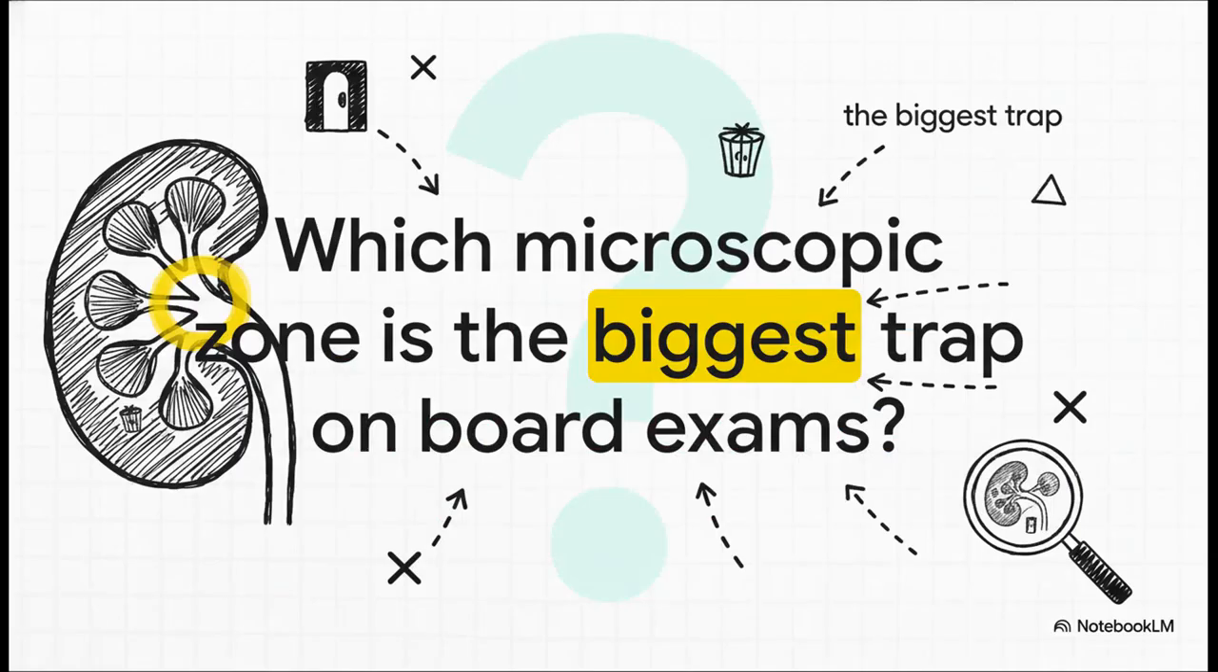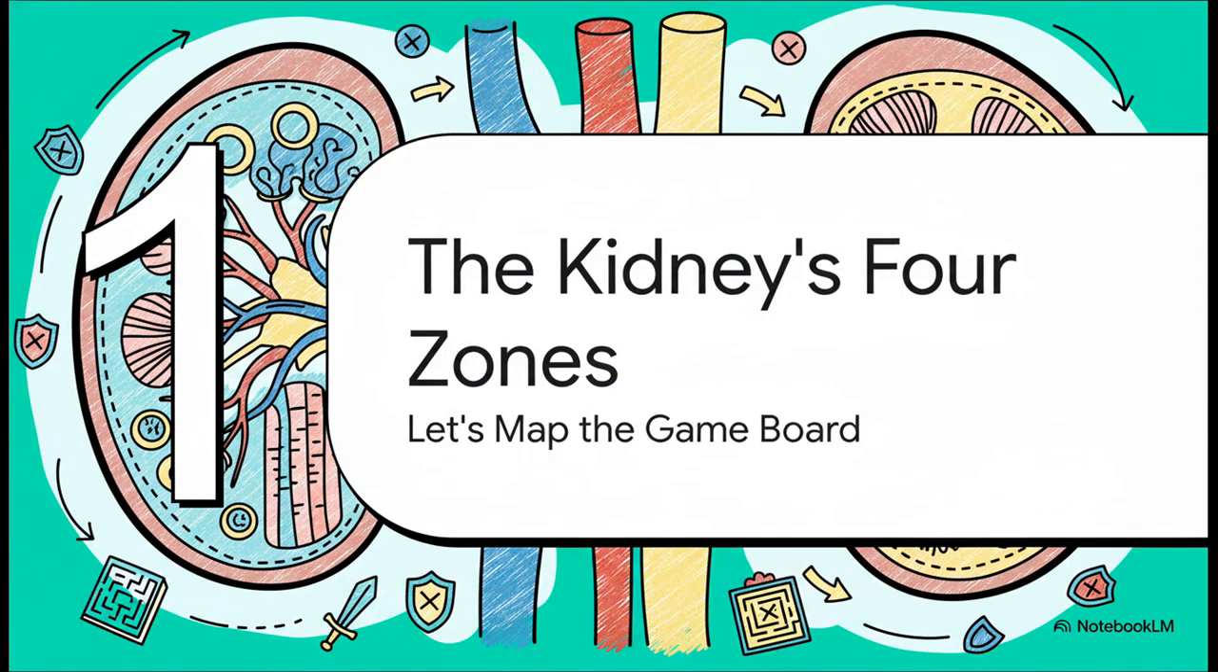So, let's kick things off with a big question. You think you know your renal anatomy? Which one of these tiny microscopic zones is basically designed to trip you up on board exams? Seriously, knowing this stuff is what separates the good scores from the truly great ones. Stick with me, and I promise, by the end of this, you'll be spotting these anatomical traps from a mile away. Okay, let's dive in.